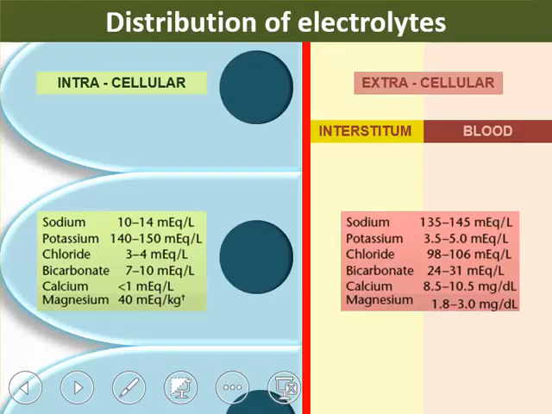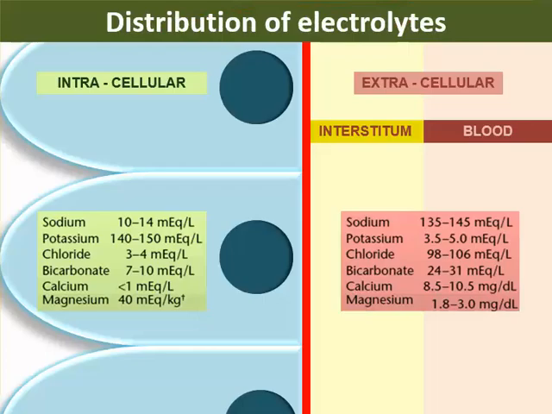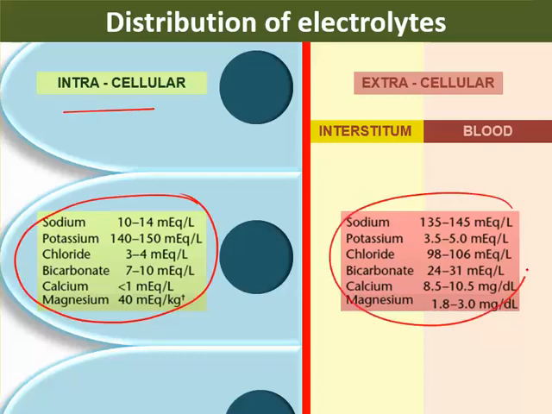So how is this fluid distribution maintained? More in the intracellular, less in the extracellular. It is maintained because the electrolytes inside the cell and outside the cell are different. The most important ones I am going to discuss here are sodium and potassium. The sodium inside the cell is very low compared to the sodium outside the cell. The potassium is exactly opposite: it is very high inside compared with the potassium outside the cell.